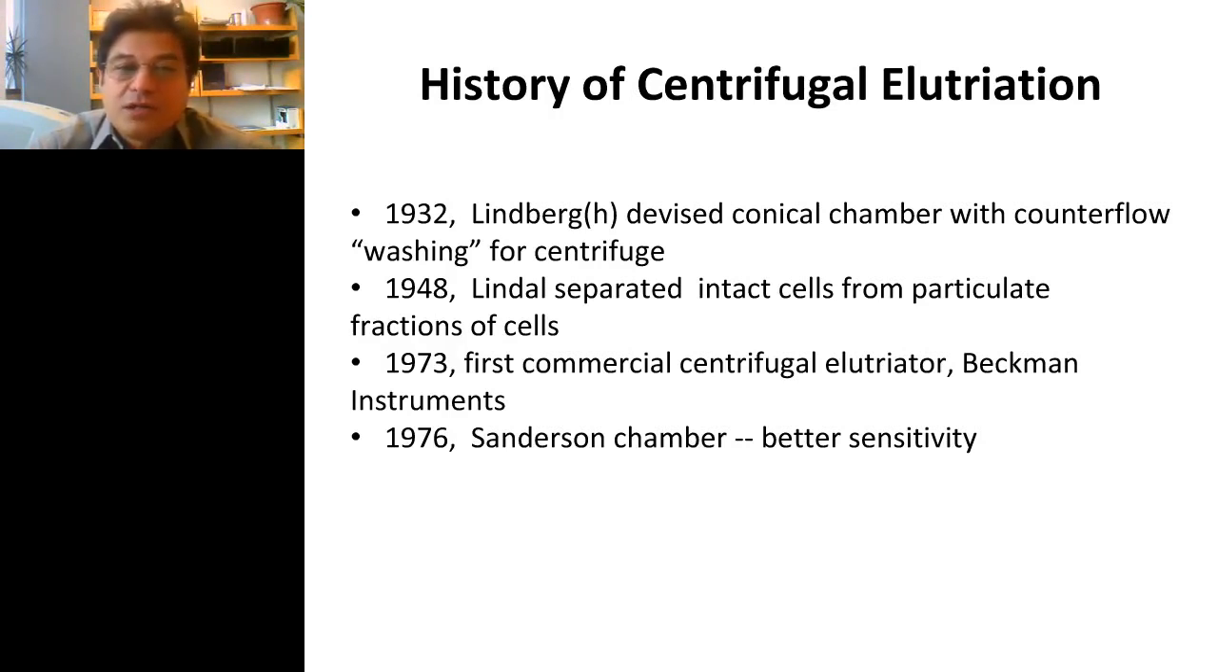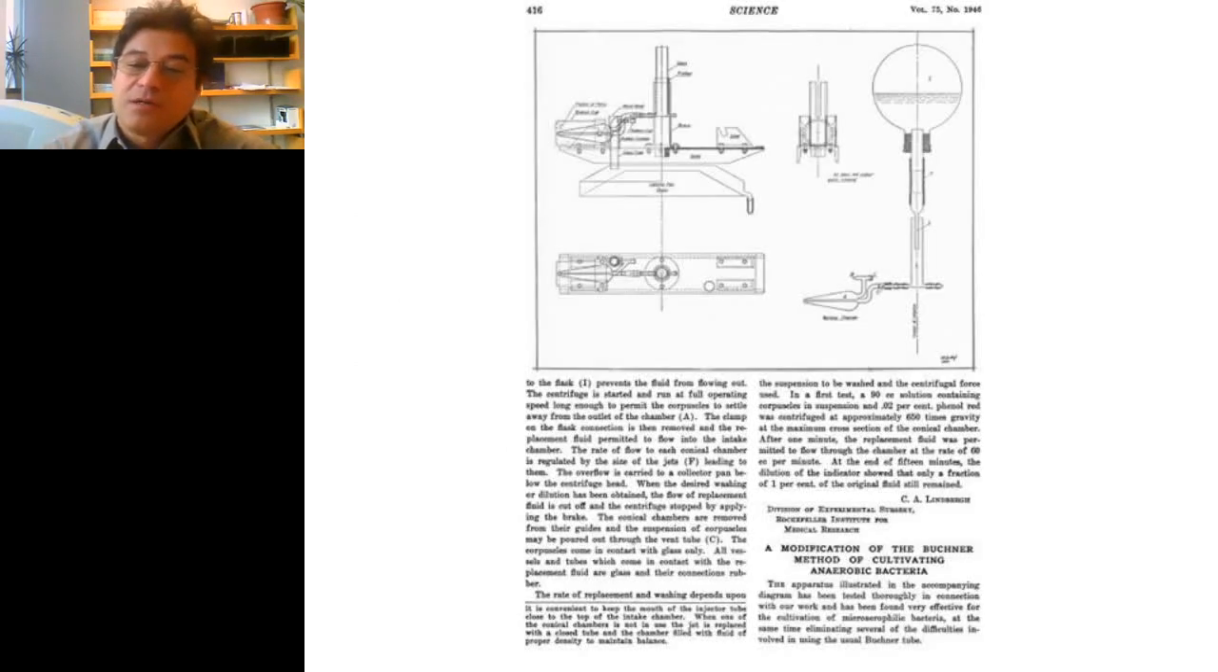In between that initial observation by Lindbergh, there wasn't really that much centrifugal elutriation done because the apparatus wasn't available. So between 1932 and 1973, there wasn't a whole lot of elutriation work being done until Beckman Instruments introduced the first commercially available centrifuge elutriator. Later refinements were made, in particular in the chamber design, and we'll talk a little bit about that. But the Sanderson chamber was designed in 1976, and that's a popular chamber that's being used in our lab in particular. So just to show you the proof in the pudding here, this is the original Lindbergh article, and you can see it's signed Charles Lindbergh, showing his initial apparatus for doing centrifugal elutriation.